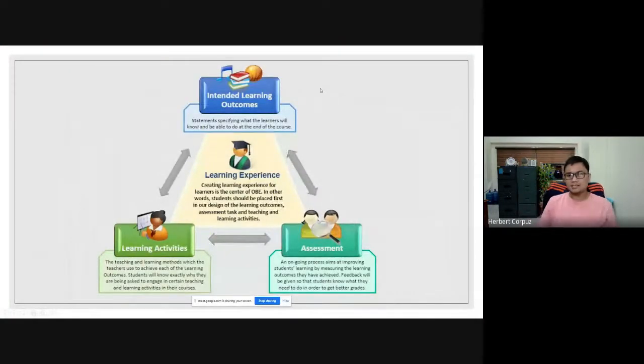Okay. So, this is a diagram showing how outcomes-based education, okay, in the classroom level, is being implemented. First, we have to identify the intended learning outcomes. And what do we mean by intended learning outcomes? These are statements specifying what the learners will know and be able to do at the end of the course.